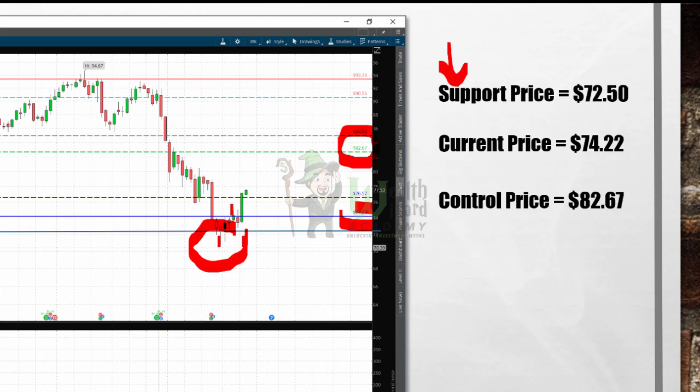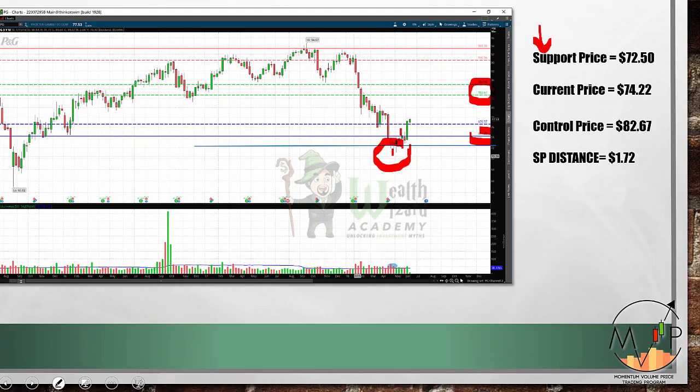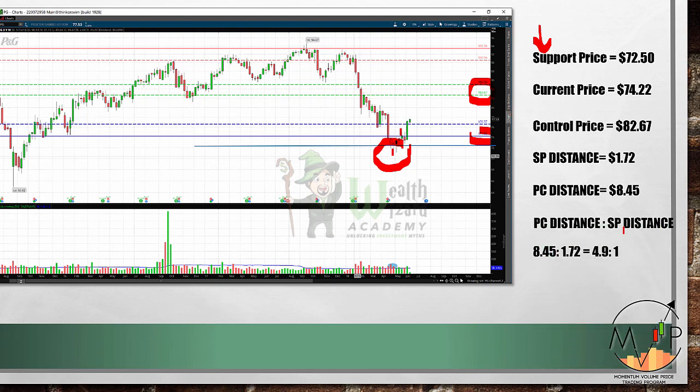So now you just go ahead and calculate the SP distance, $1.72. Okay, the support price to current price distance. Then you have the current price to control price distance, $8.45, and you calculate the risk reward ratio, you get almost 5 to 1. Okay, even if the current price is slightly higher, you will still be able to achieve the risk reward ratio that you want. So this is how you actually calculate it, a simple straightforward format using the support, control price and current price.